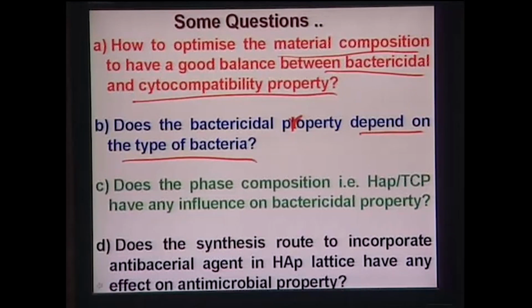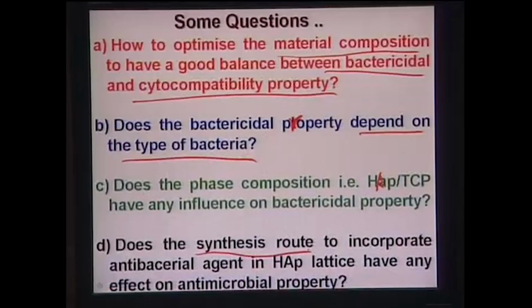The third one is, does the phase composition, that is HAP, TCP or the mixture of HAP and TCP, have any influence on the bactericidal property. Fourth, does the synthesis route to incorporate antimicrobial agent in the HAP lattice have any effect on the antimicrobial property. This synthesis route can be either mechanical mixing of the two powders, hydroxyapatite and the antimicrobial agent, or you can dope hydroxyapatite with the antimicrobial agent by chemical synthesis route. In both cases, it will be shown how antimicrobial property can be improved.